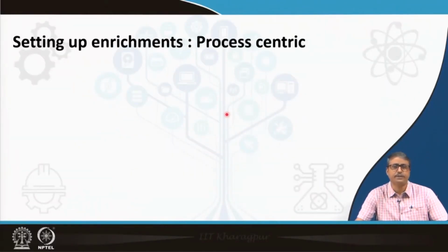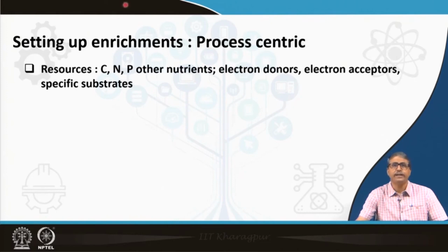Now, the setting up of this enrichment is a very interesting part, because how do we create the condition, how do we set up the real environment where the specific group of organisms will be enriched? Ideally it is considered to be process centric. What is the process that we are trying to investigate, study, or possibly exploit for environmental benefit? One way of looking at it is the resources that we can provide, like carbon, nitrogen, phosphorus, other nutrients individually or in a mixture, different electron donors, different electron acceptors, or any other specific substrates which are relevant for a particular environment.